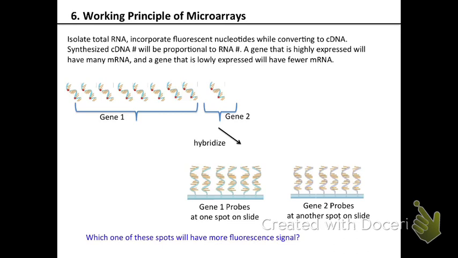So tell me, which one of these spots will have more fluorescent signal? The probes for gene 1 or gene 2? Gene 1, right? Because that's going to have more labeled cDNA hybridized. At that spot, you're going to see more signal. So by just comparing the signals, you can measure the relative quantity of each RNA.